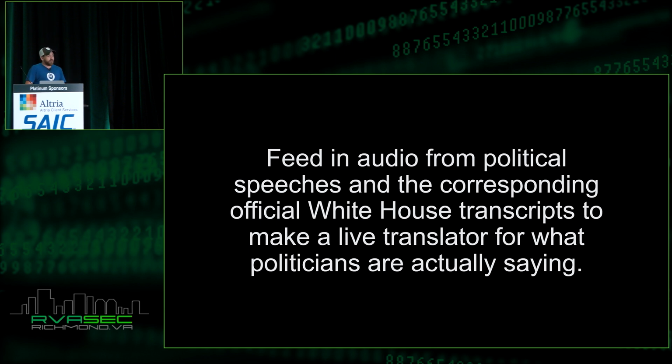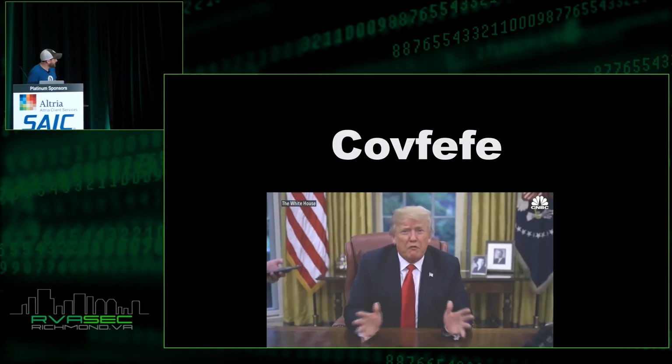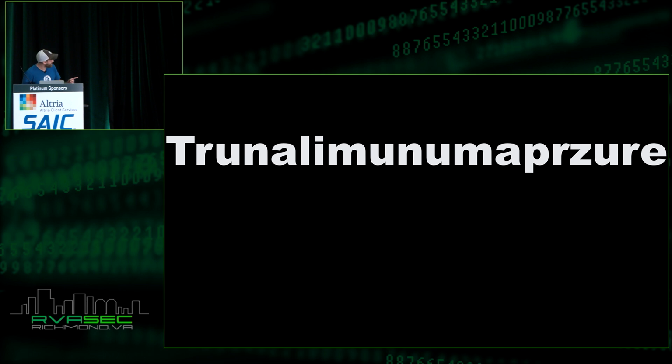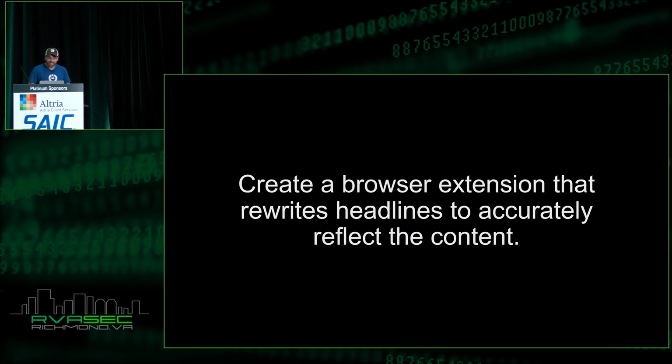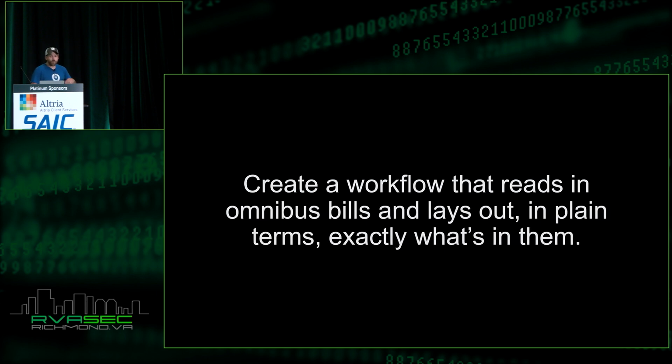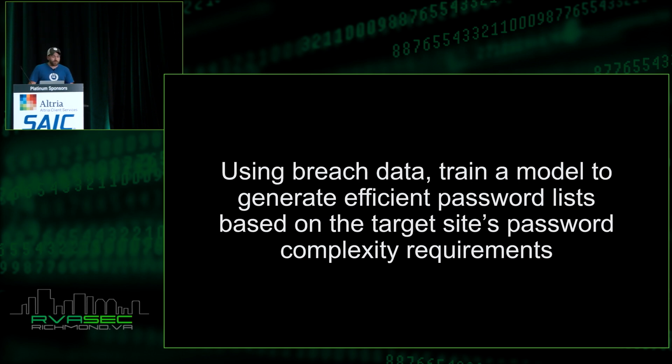Cool. All right, take audio from political speeches and the corresponding official White House transcripts to make a live translator for what politicians are actually saying. And you can call it... or... nice. You can create a browser extension that rewrites headlines to accurately reflect the content you're reading. You can create a workflow that reads in omnibus bills and lays out in plain terms what's exactly in them. Using breach data, train a model to generate efficient password lists based on the target site's password complexity requirements.